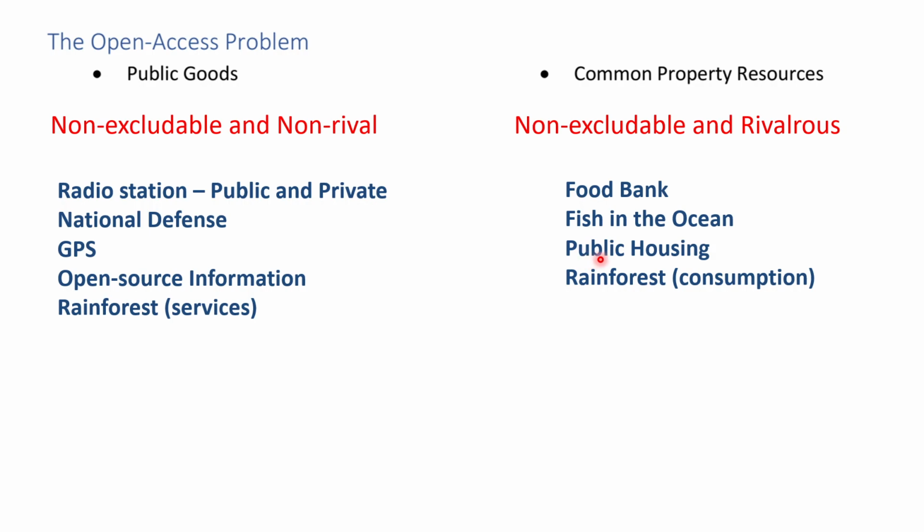Public housing is not a public good. Again, because if I'm staying at a public housing unit, that means somebody else cannot stay in that unit. Now, the rainforest. Is the rainforest a public good or a common resource? Well, if I go to the rainforest and start chopping down trees for my own use, then it becomes a common resource because I am consuming. For every tree that I chop down, I am taking something away that somebody else can use.